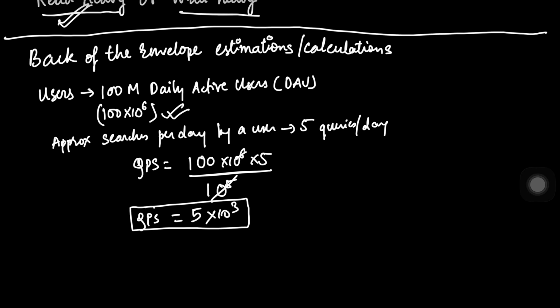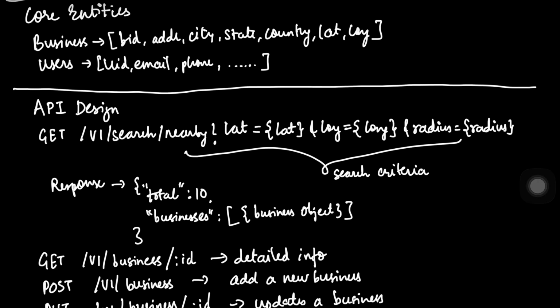While 5k QPS is manageable for a standard cluster, we should always remember that top tier platforms like Instagram handle millions. Our goal is to build a foundation that can scale from 5k to 5 million without a total rewrite, I would say. Okay, so now let's move on to the core entities.